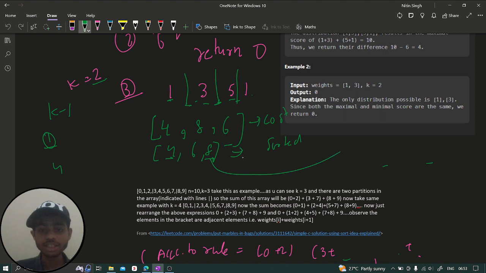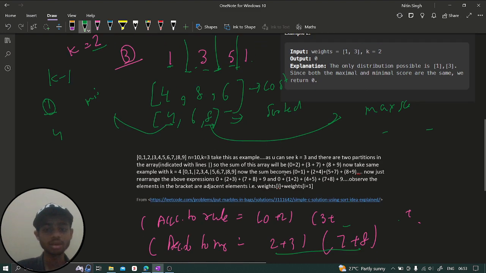So 8 tells us the maximum score, and the first value represents the minimum score, because here it was case 2. And now I'm going to give an example here as well.